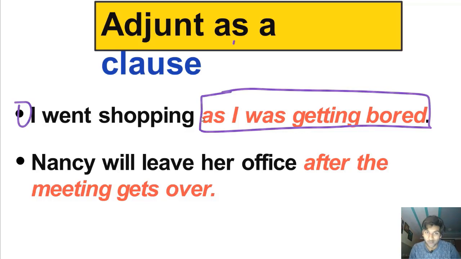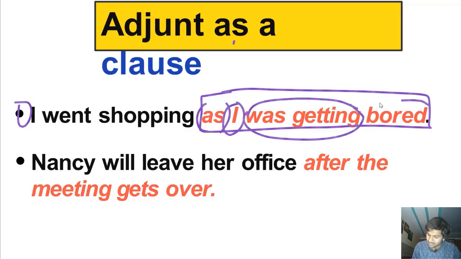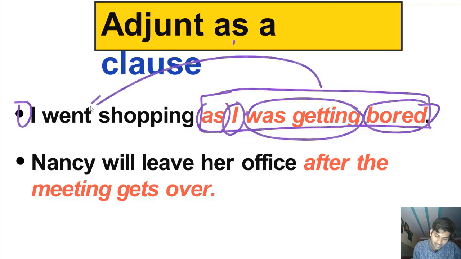So this is a dependent clause, right? Starting with the subordinating conjunction as, it has the subject I, it has the verb phrase was getting, and bored is a past participle working as an adjective. So it's a complete clause, all right, which is working as an adverb, talking about why did I go shopping? Why did I do that? I went shopping because I was getting bored, as I was getting bored. But do we really need this? No, we don't. Since we don't, it's an adjunct to the sentence. It's a clause. Adverb clause.